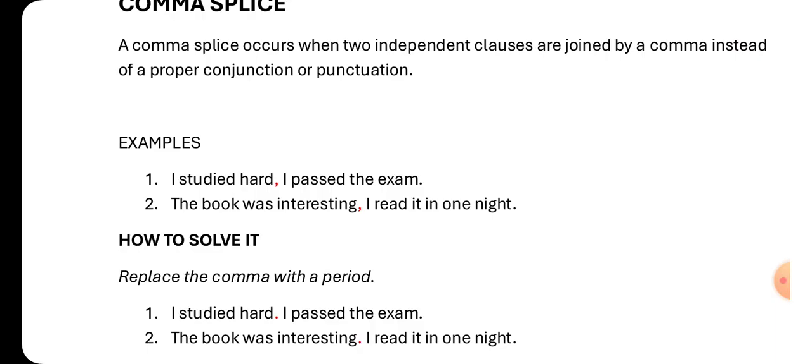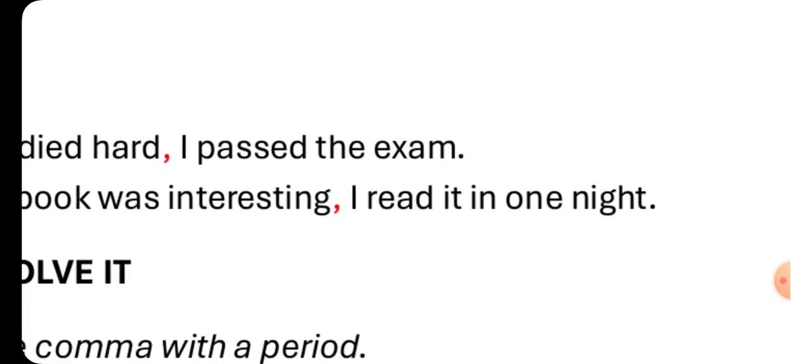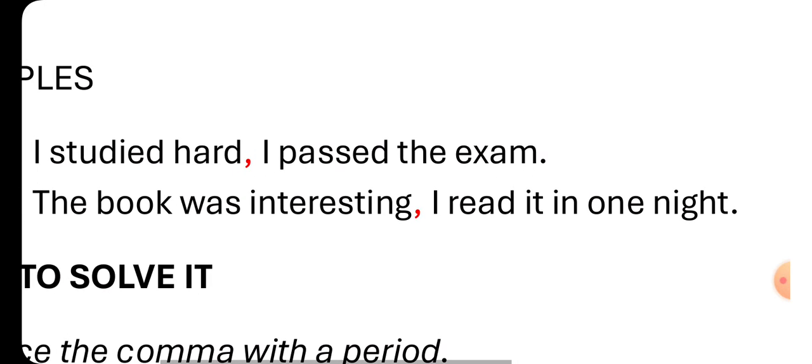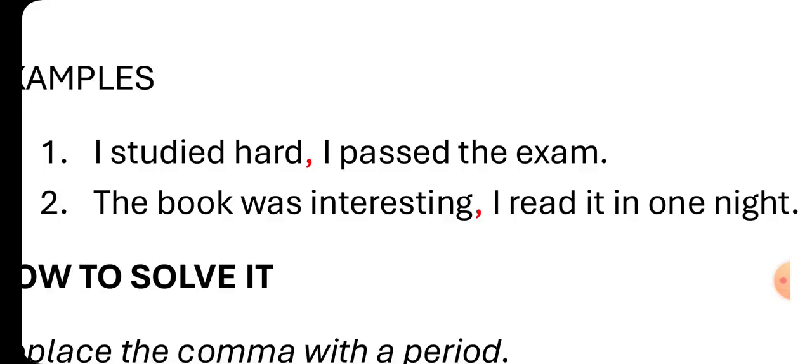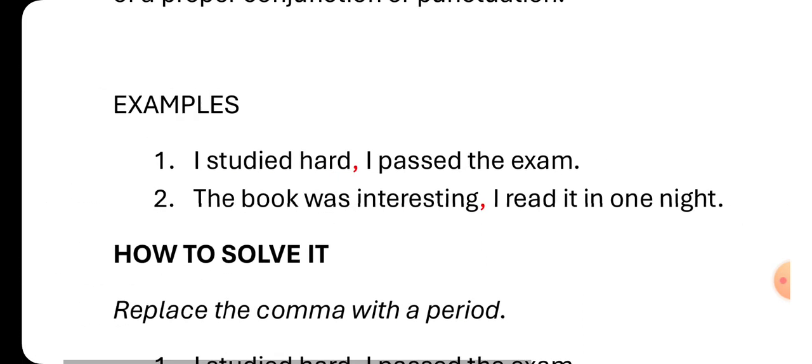There's a problem with a comma splice. The comma is not supposed to be there because there are two independent clauses here. So you cannot use a comma to separate two independent clauses and think you have punctuated them like that. The second is "The book was interesting, I read it in one night." It is a problem of a comma splice.